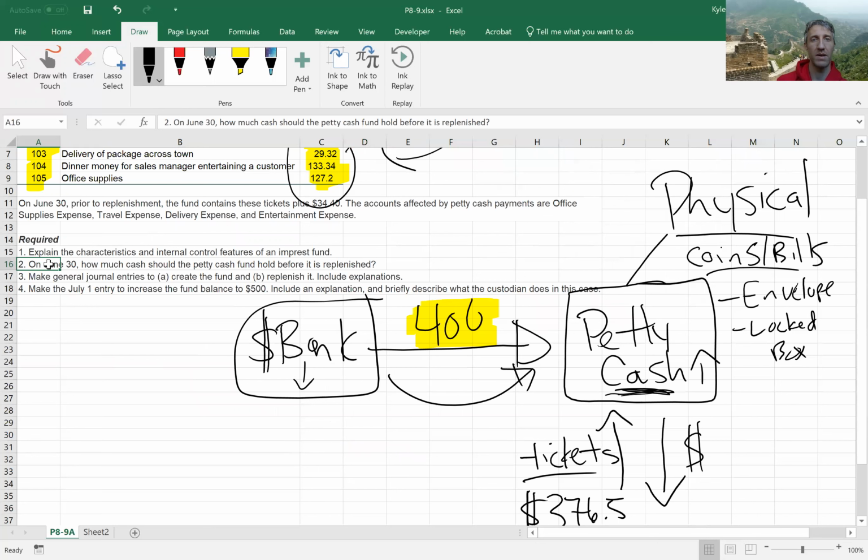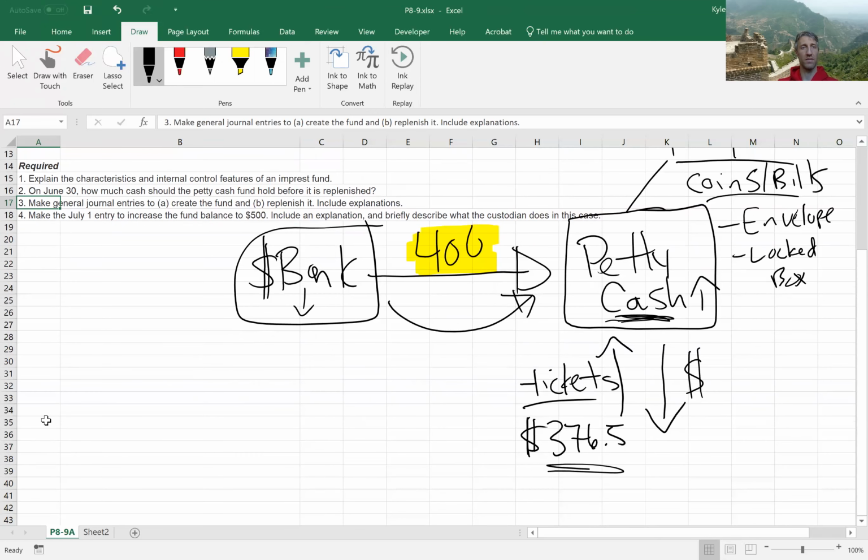But we see here that it doesn't. It told us petty cash had a balance of 34.50, so a mistake was made somewhere, and mistakes often happen. So we need to account for those mistakes. Requirement 3 was make general journal entries to create the petty cash fund, and B, to replenish it, include explanations.